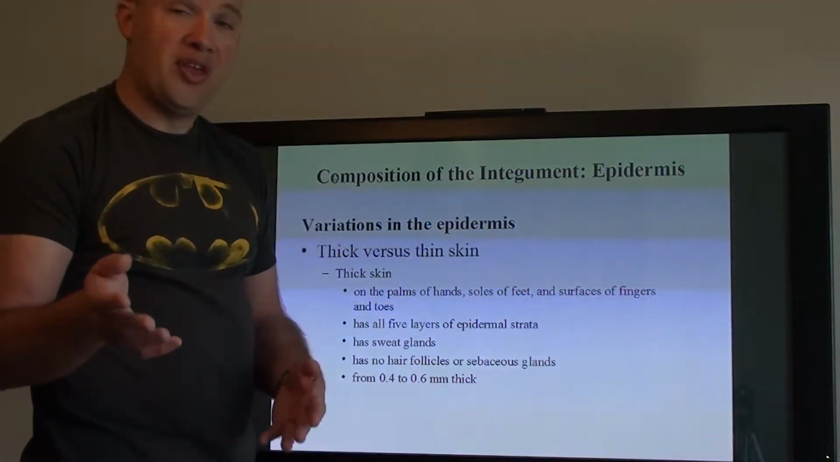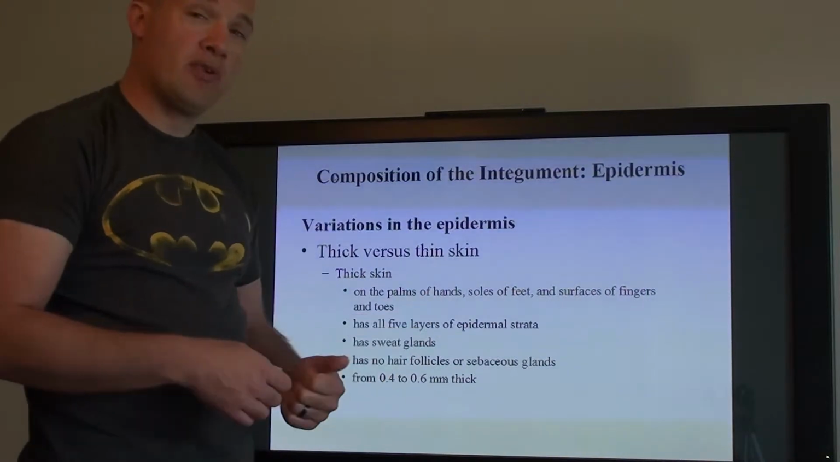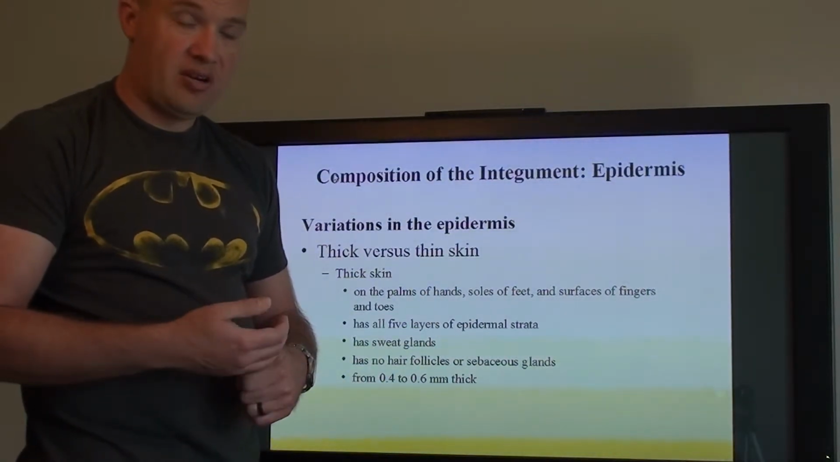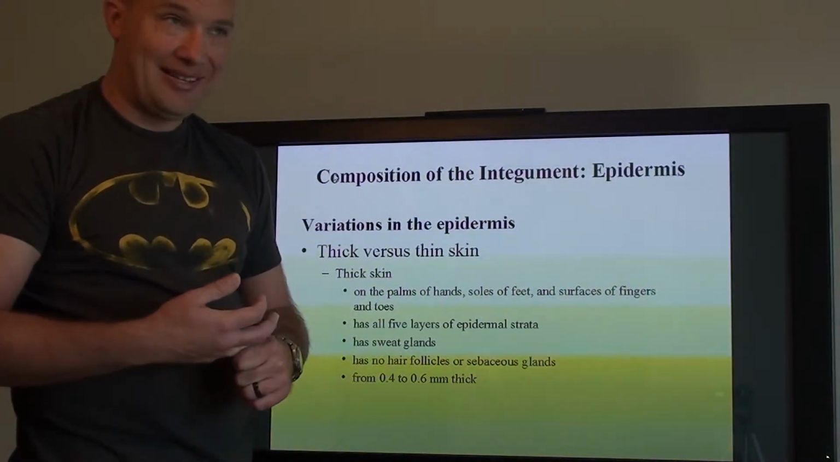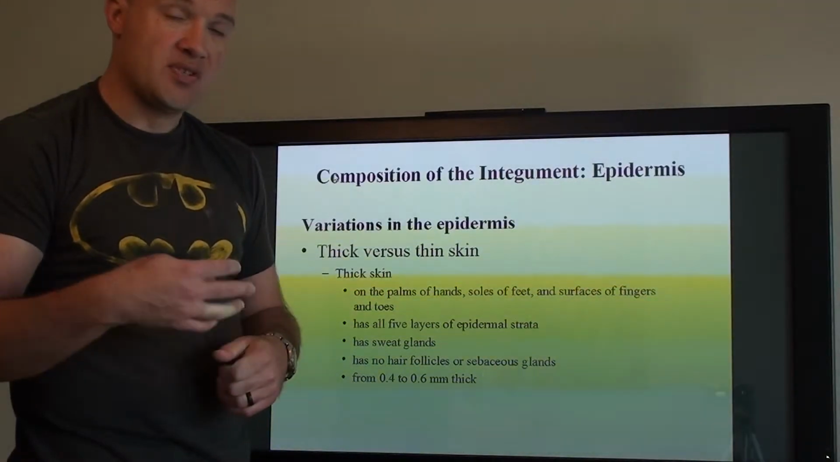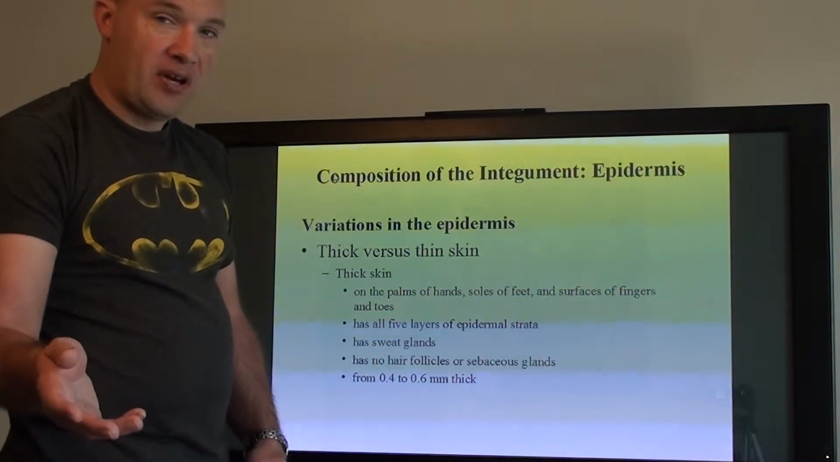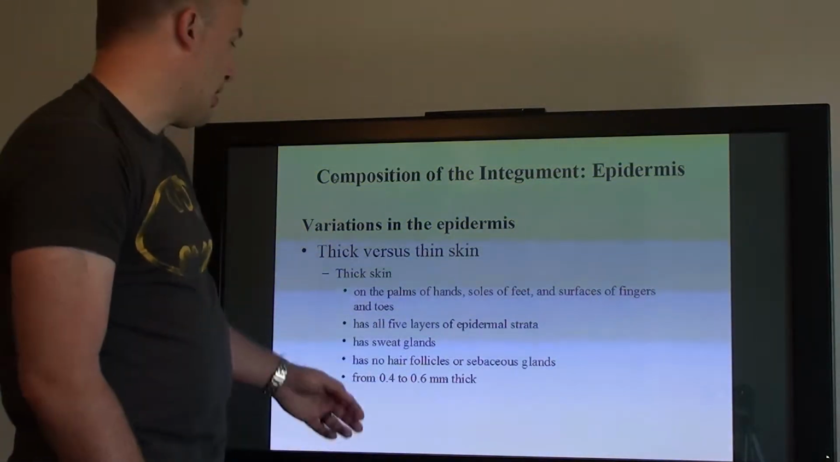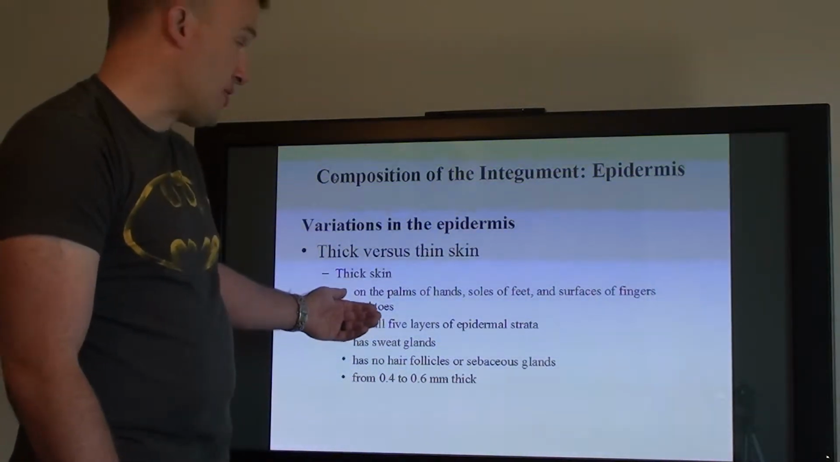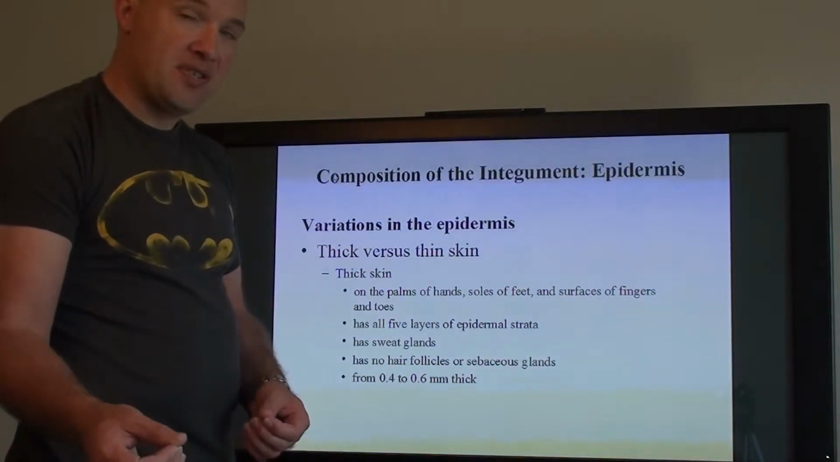Alright, the big one, thick skin versus thin skin. Again, we went over it. Thick skin has all 5 layers. Thin skin is lacking the stratum lucidum, so thin skin only has 4 layers. So thick skin is only found in relatively few places in the human body: the palms of the hands, the soles of the feet, the surface of the fingers and toes.